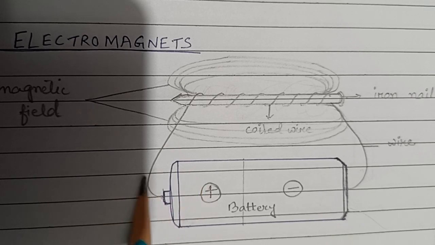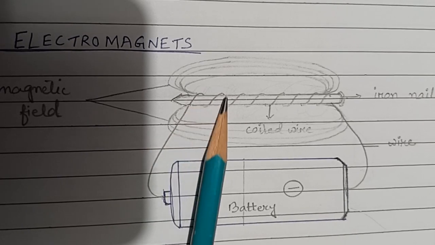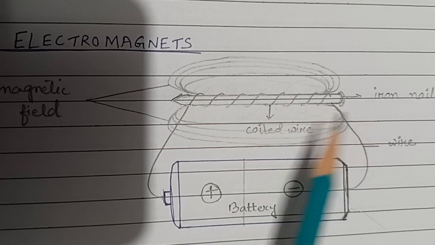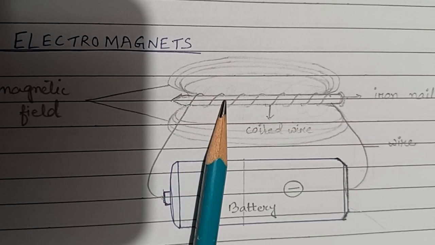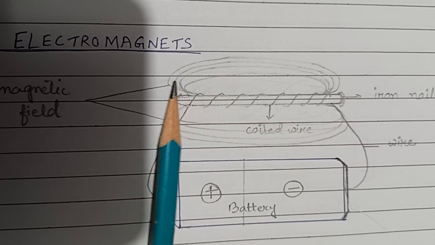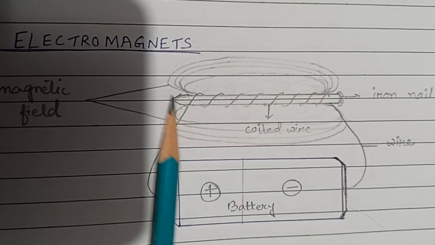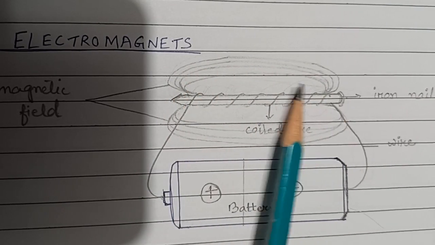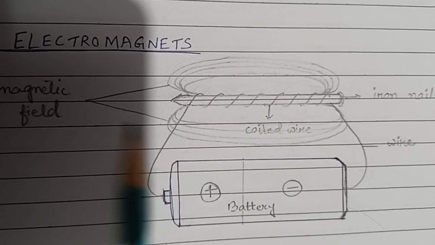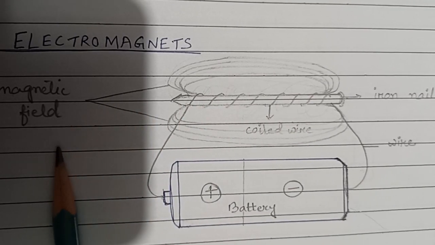So you see, we are connected to a battery. This is coiled wire, this is an iron nail, and when there is electricity, you know, a magnetic field is produced, and this I have shown like this. These are the magnetic fields. These lines are the magnetic field lines.